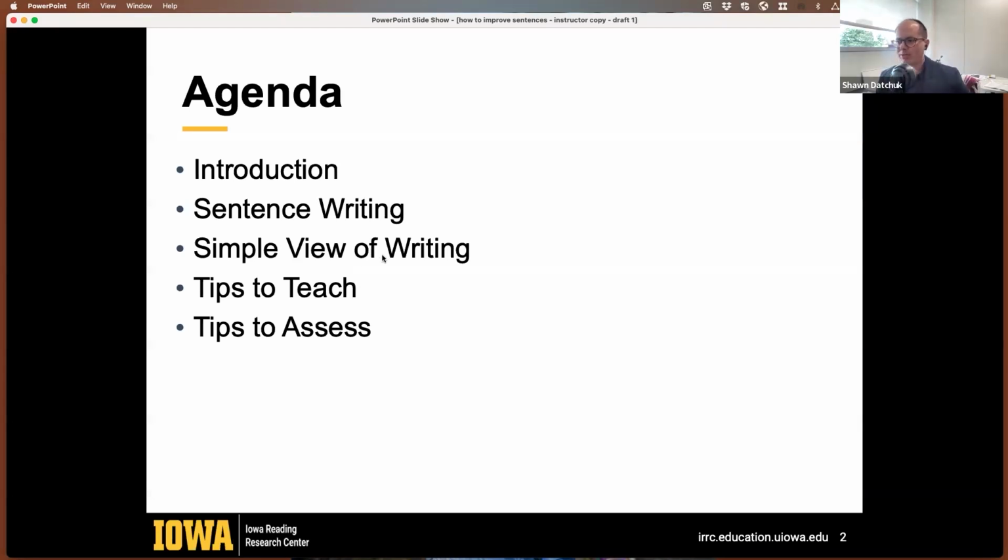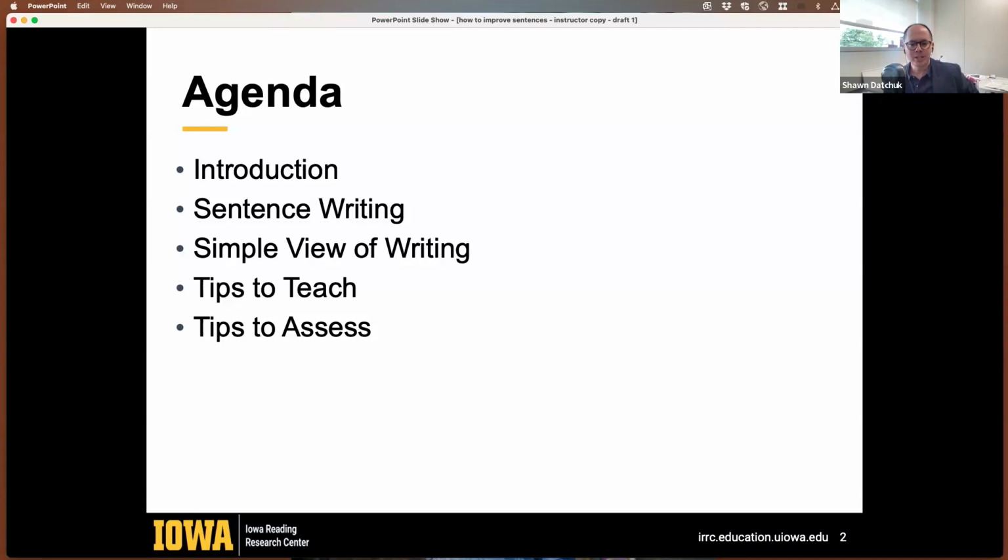This is the agenda that we have today. I'll do a brief introduction. I'll talk about sentence writing, and then how that interacts overall with what we know about student writing development. And then from there, we'll start to really drill down on different tips that you can do starting this afternoon, even if some of y'all are working extended school year or summer school.